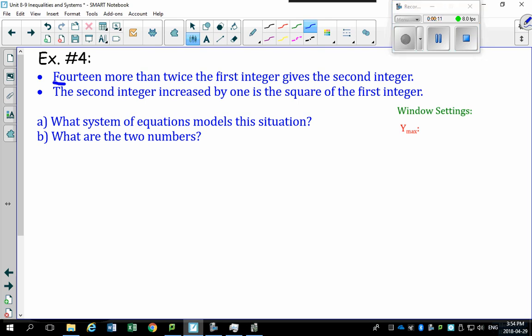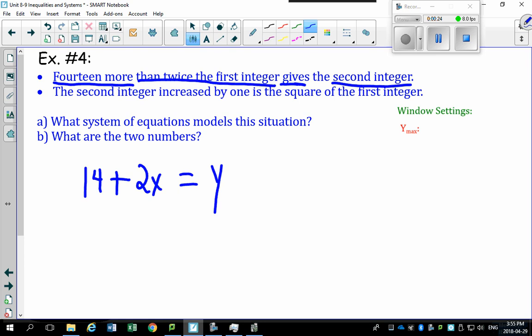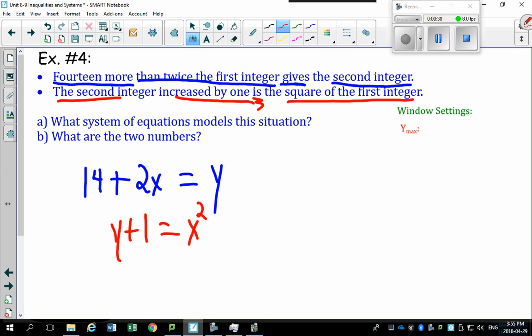Look, 14 more than twice the first integer, okay? Twice the first integer equals the second integer, y. All right? Now, the second integer, which we said was y, increased by 1, is equal to the square of the first integer, x squared. Okay, there we go. There's your system. You're done. The hard part is actually quite over, because even though I put over here Windows settings, that was meant to throw you.